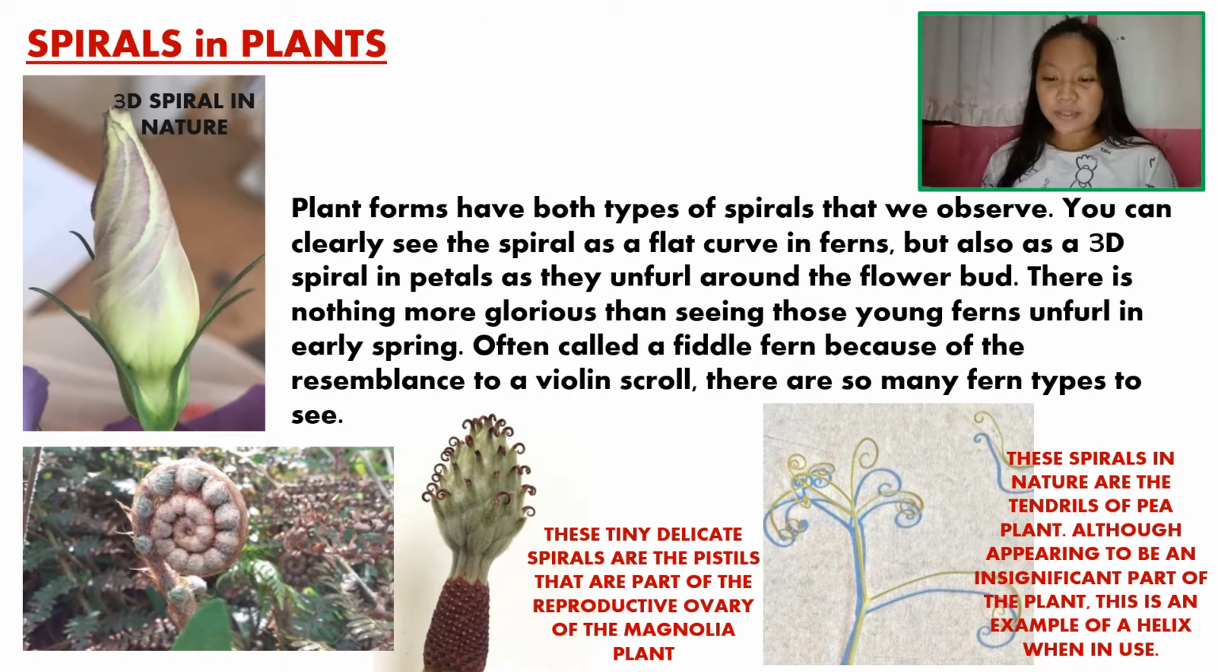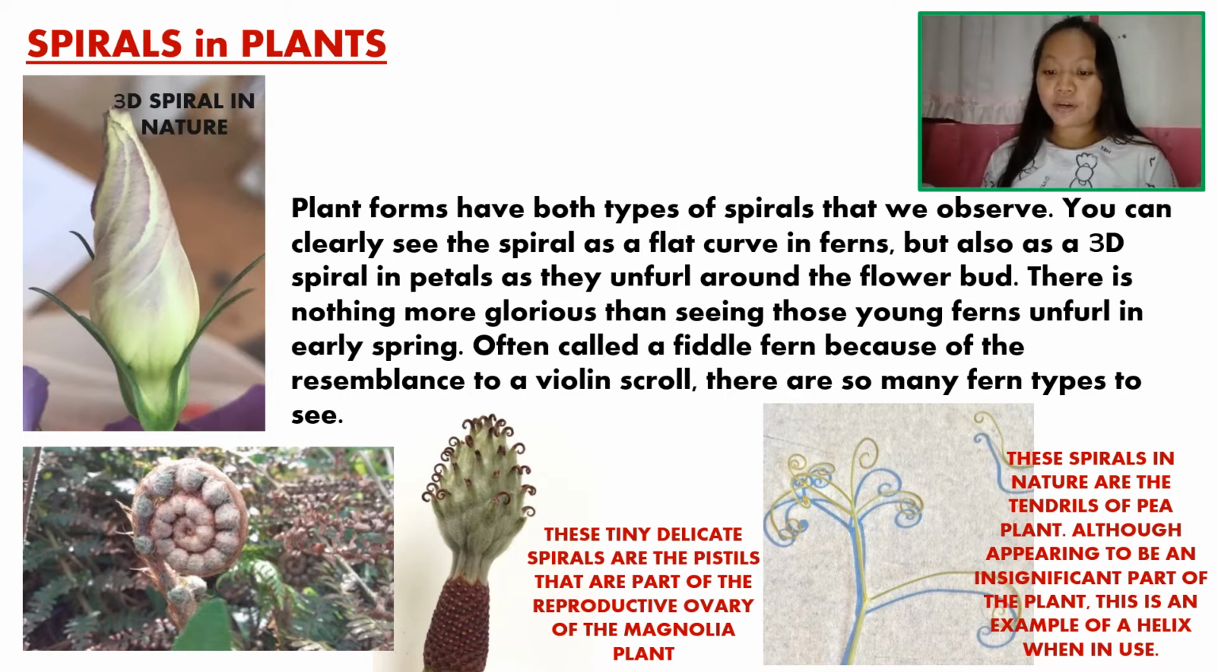Spirals in plants. Plant forms have both types of spirals that we observe. You can clearly see the spiral as a flat curve in ferns, but also as a 3D spiral in petals, as they unfurl around the flower bud. There is nothing more glorious than seeing those young ferns unfurl in early spring, often called a fiddle fern because of the resemblance to a violin scroll.